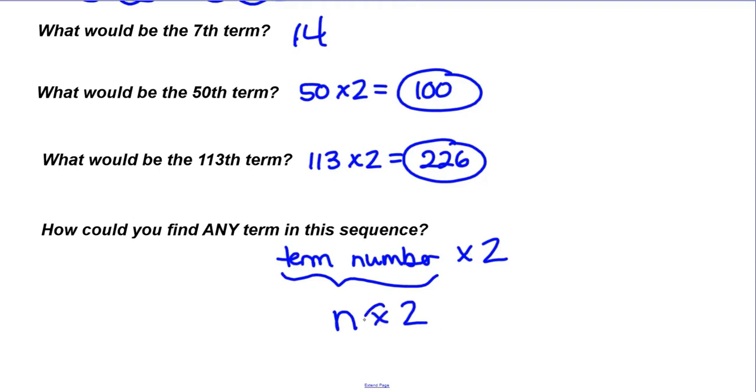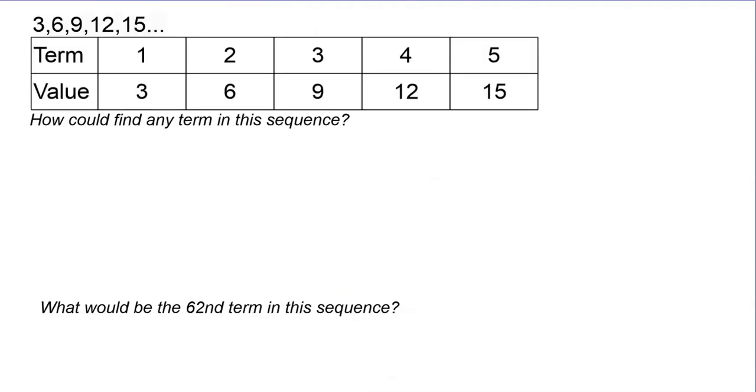Now, again, we want to be careful using that multiplication symbol there. So I'm going to write that as 2n. 2n is an algebraic expression that would describe any term in the sequence. Take the term number times 2, and that would predict any term in that sequence. So let's try to make some more predictions.